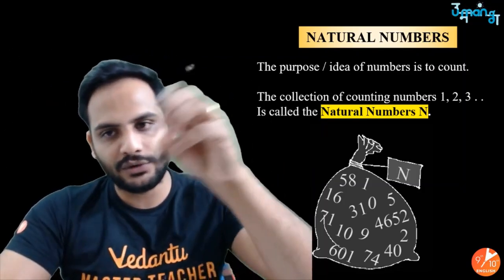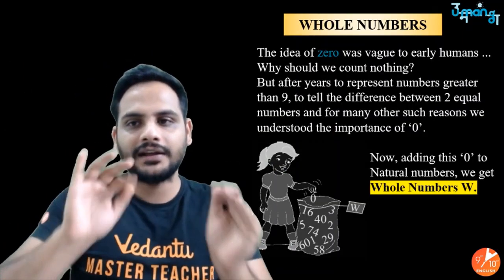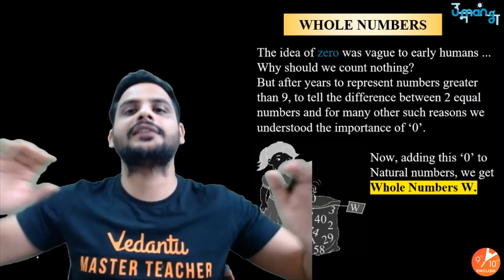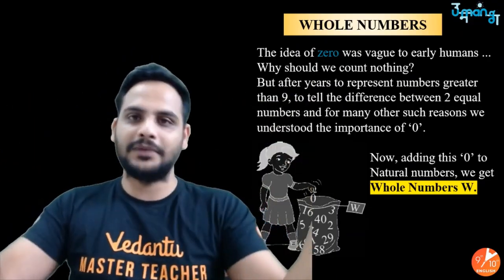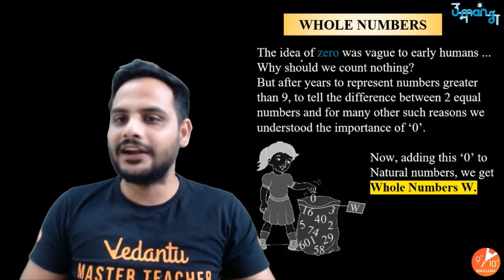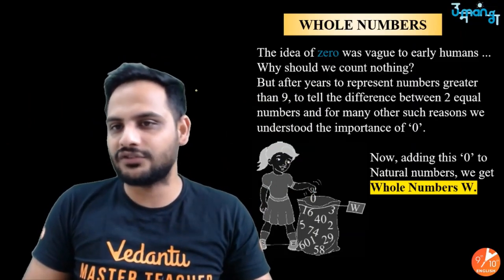So when I add 0 into this natural number set, this set becomes whole numbers. Now they are whole numbers. Now I have completed this. So the idea of 0 was vague to early humans. Why should we count nothing?